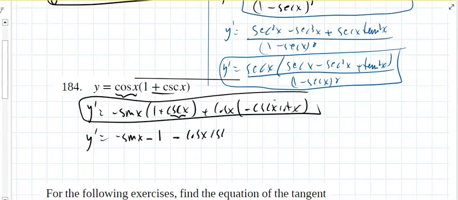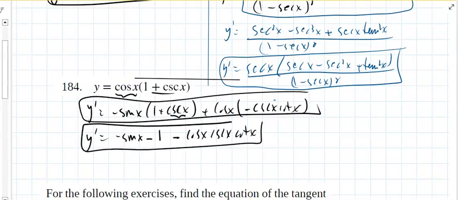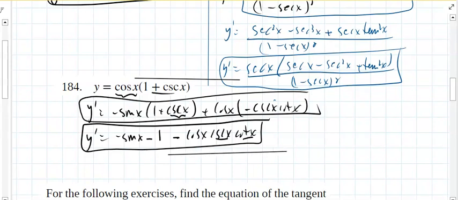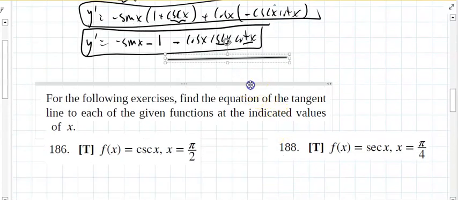Cosine of x, cosecant of x, cotan of x. And the reason that doesn't simplify at all, because that's 1 over sine, and that's cosine over sine. So cosine doesn't cancel out. All right. The rest is just repetition of it.